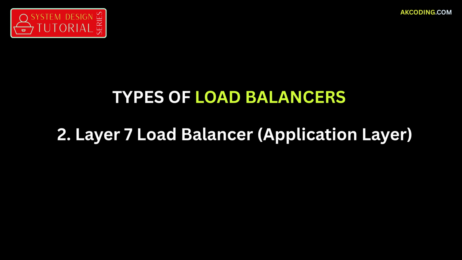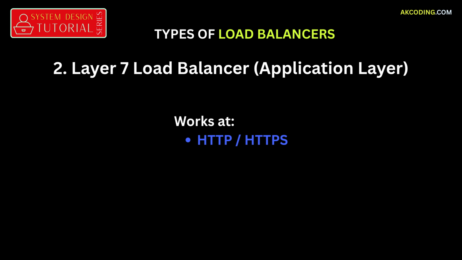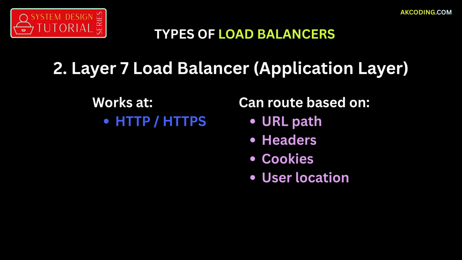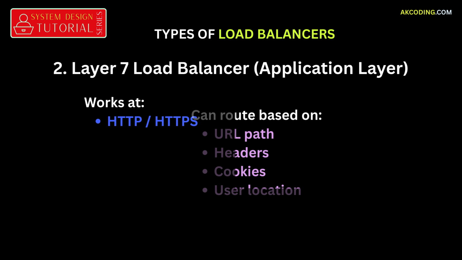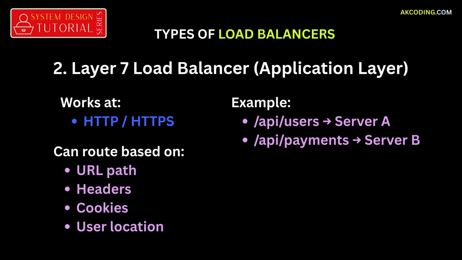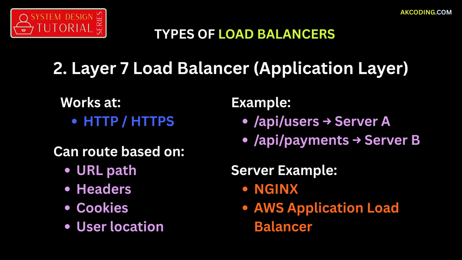Number 2, layer 7 load balancer, that is application layer. Works at HTTP or HTTPS. Can route based on URL path, headers, cookies or user location. For example, API/users request goes to server A. API/payment request goes to server B. The application layer load balancers are Nginx, AWS application load balancer.